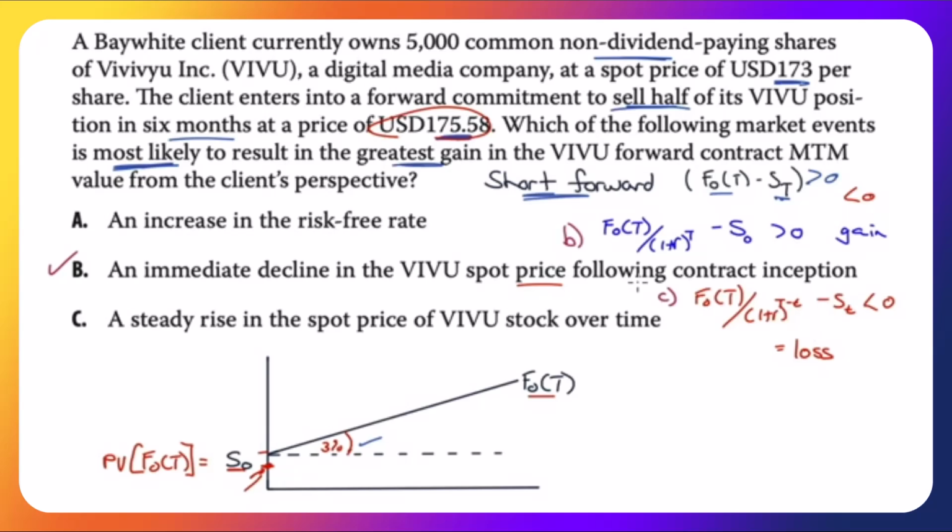We don't have to make any assumptions to know that we are in a gain on B. We had to make some assumptions on A. So what is most likely, B or A? B is most likely, because A, depending on our assumptions, could be a loss or it could be a gain. But B is going to be a gain.